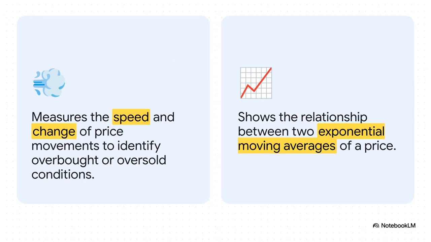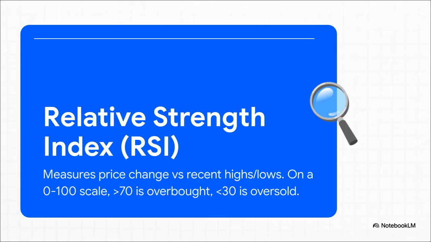To figure that out, traders have this whole toolkit of indicators, but two of the big ones, the ones you'll hear about all the time, are the RSI and the MACD. Now, they both measure momentum, but they do it in slightly different ways, giving us unique little windows into the market psychology. Let's start with the RSI. I love this analogy. It's basically a speedometer for the price.